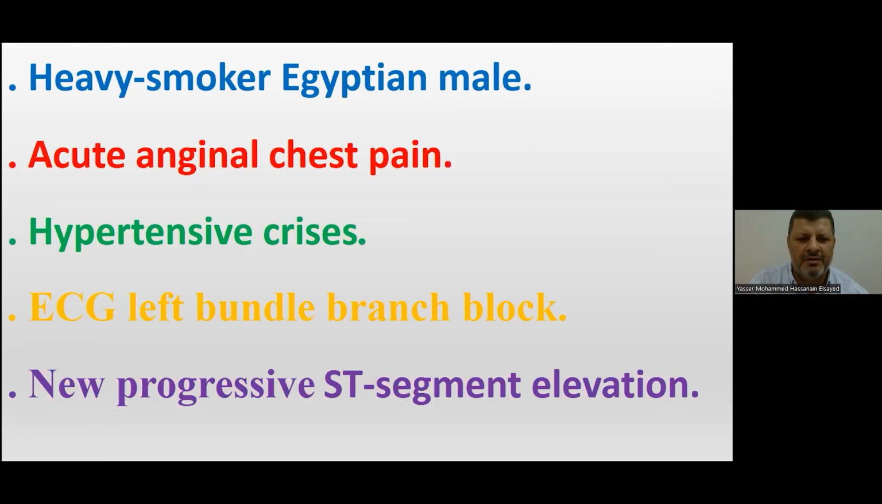Discovery history: a heavy smoker Egyptian male with acute angina, chest pain, and hypertensive crisis. The ECG showed left bundle branch block with new progressive ST segment elevation. Identification of keys for the case.